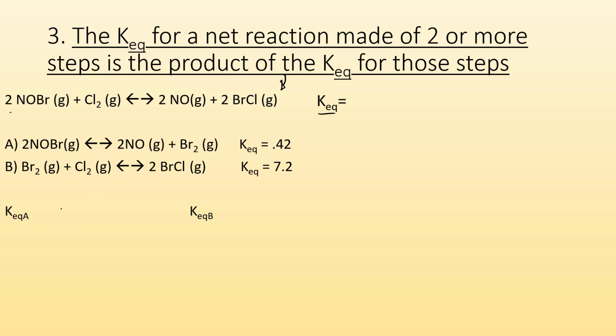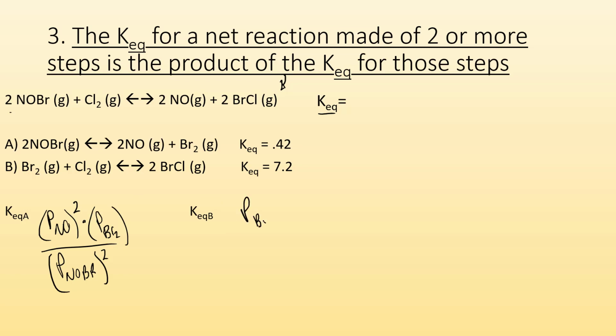So let's take a look at the KEQ expression for A. It's going to be the pressure of NO squared times the pressure of Br2 all over the pressure of NOBr squared. And then KB, or KEQ for B, is going to be, same process. It's going to be the pressure of BrCl squared all over the pressure of Br2 times the pressure of Cl2.